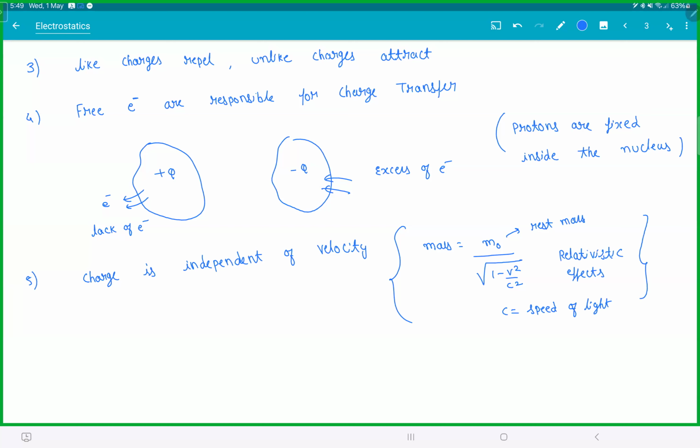Next thing. When you keep saying charge, how do we actually get this? There are three ways you can create charge on a system.